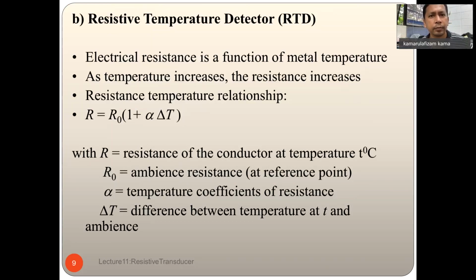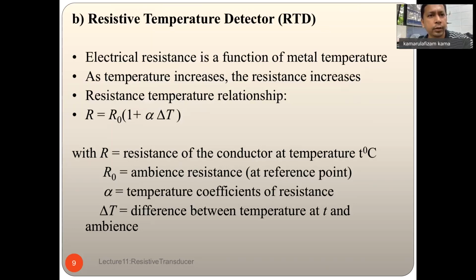Okay, please take note of the statement there: as the temperature increases, the resistance increases. So it goes the other way around compared to the thermistor. For the thermistor, when the temperature increases, the resistance goes down. But for the RTD, when the temperature increases, the resistance goes up. All right. So you have the formula that you have to memorize. Basically, please take note that delta T is the difference between the temperature at the time that you are measuring and the ambient temperature.